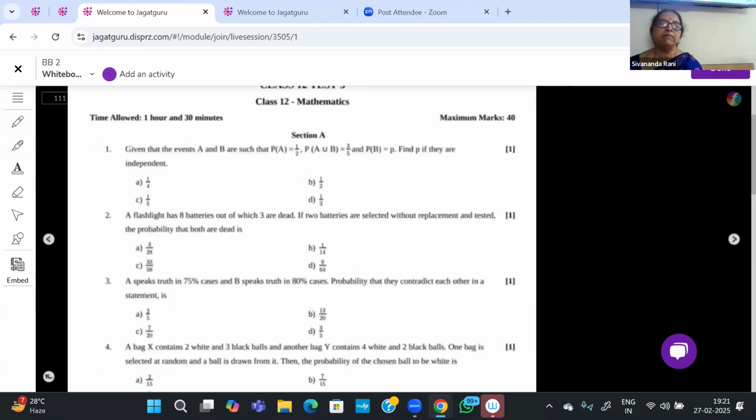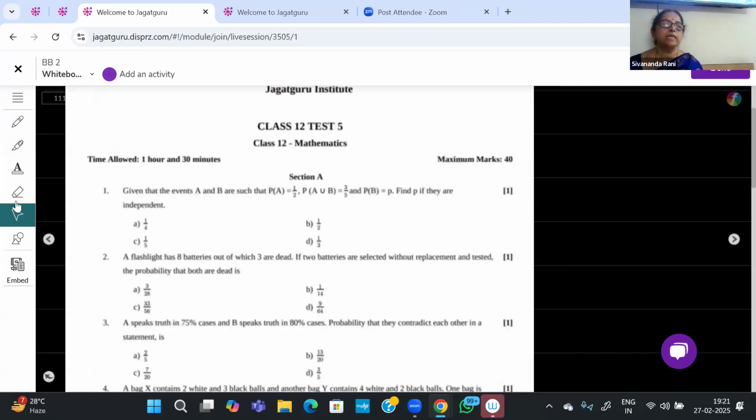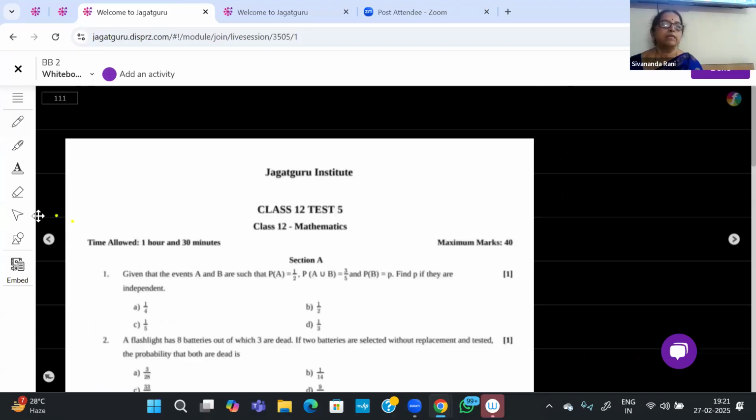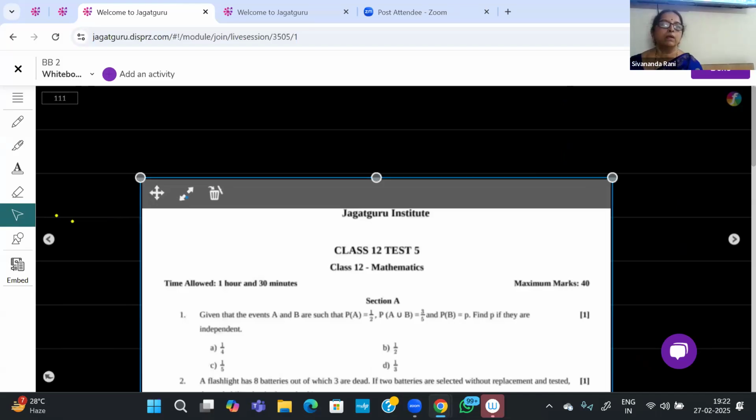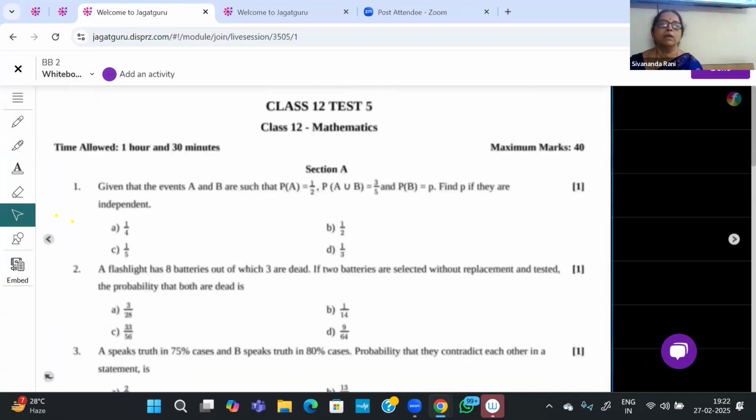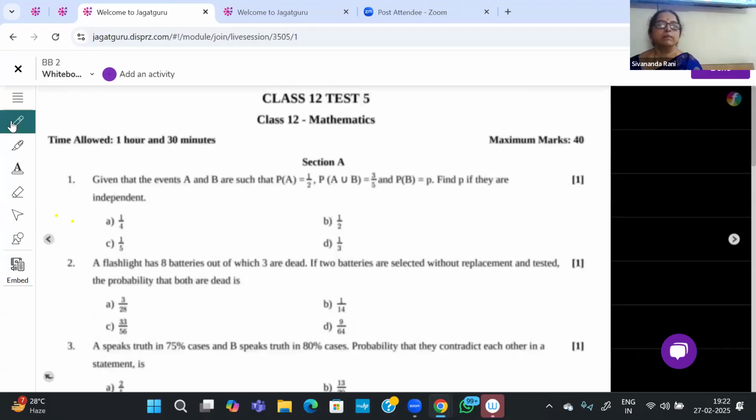This test I gave to last year's batch. Let's see if you are able to do it. An exclusive test on probability. The first one is simple. Can you all attempt it yourself?